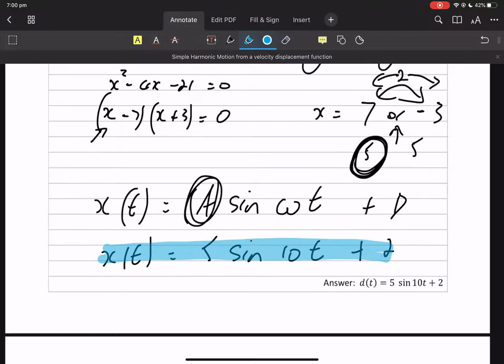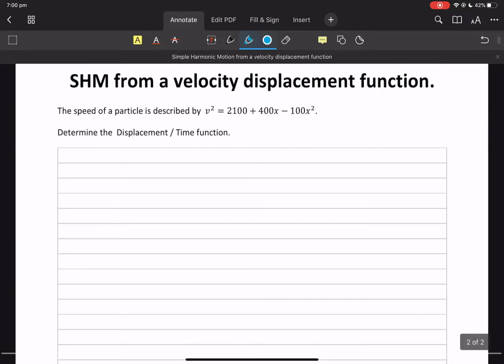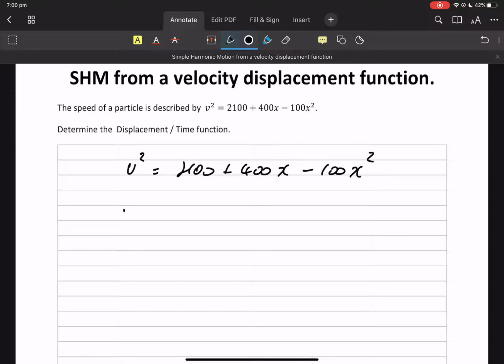Okay, that was so much fun. Let's do it again. So v squared, we also have from our formula sheet, v squared equals omega squared, that's hard to draw, a squared minus x squared.